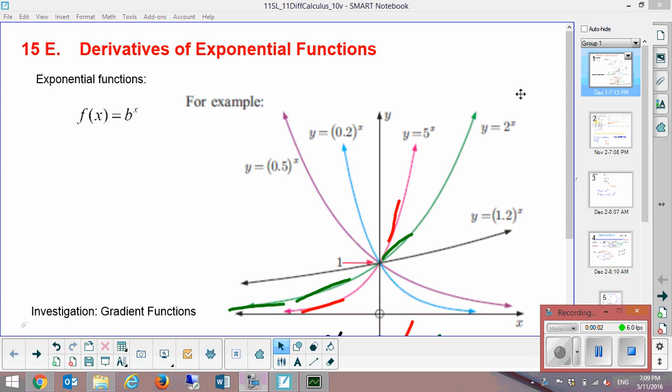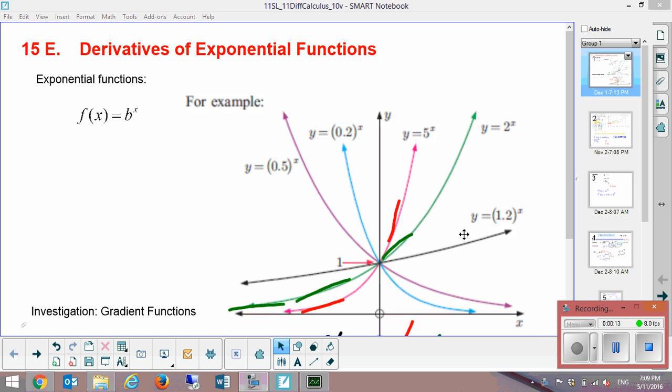Hello IB. We just want to go over what we did in class on 15E on the derivatives of exponential functions. What we started off by looking at was these different exponential functions, and we thought about what's happening to the gradient as we move along our x-axis. Here we have a small gradient and it's getting steeper and steeper. Same story here, a small gradient getting steeper and steeper.